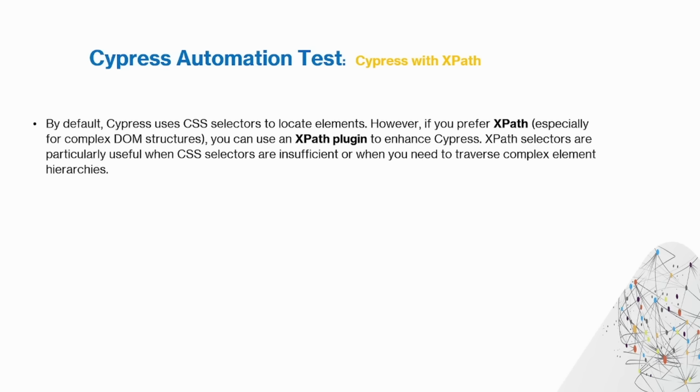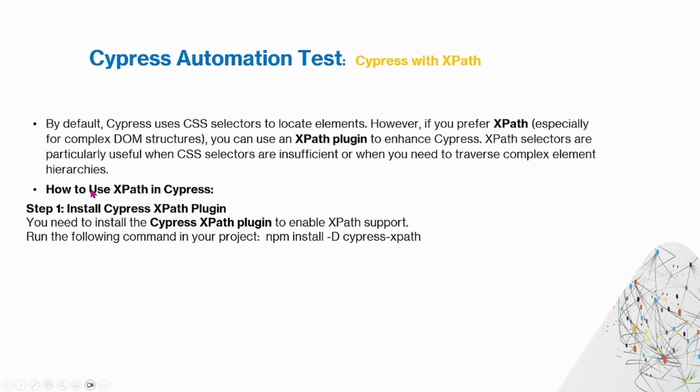In today's video, we're going to talk about using Cypress with XPath locators. So by default, Cypress uses CSS selectors to locate elements. So this can include the element's ID or class. However, if you prefer XPath, especially for complex DOM structures, you can use an XPath plugin to enhance Cypress. XPath selectors are particularly useful when CSS selectors are insufficient or when you need to traverse complex elements with hierarchies.